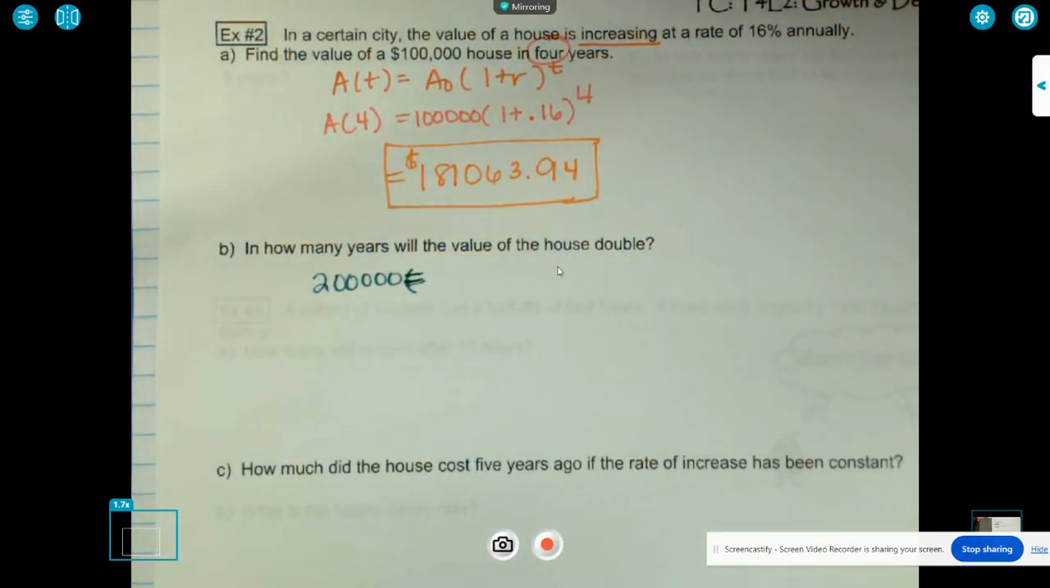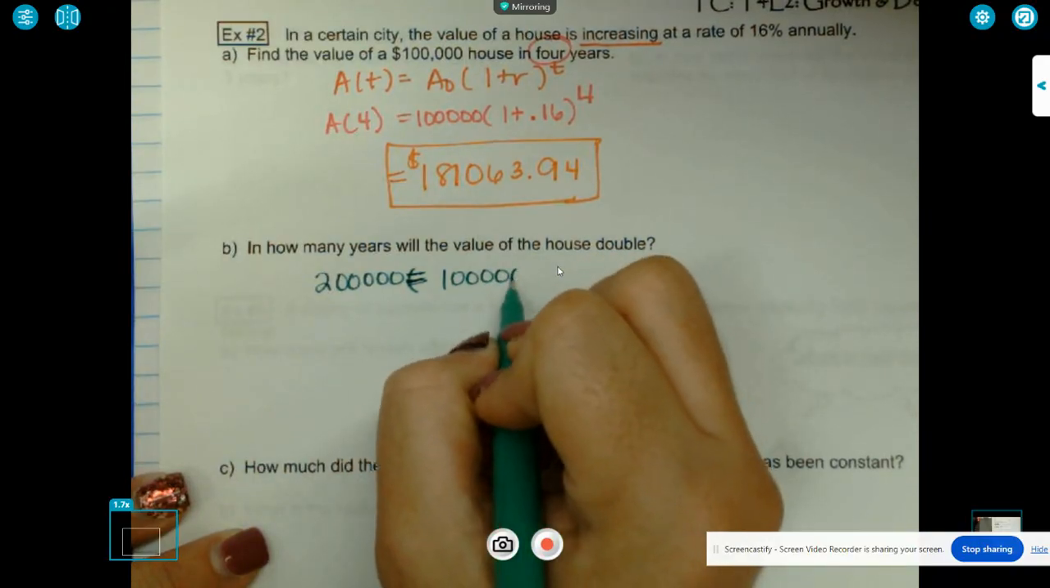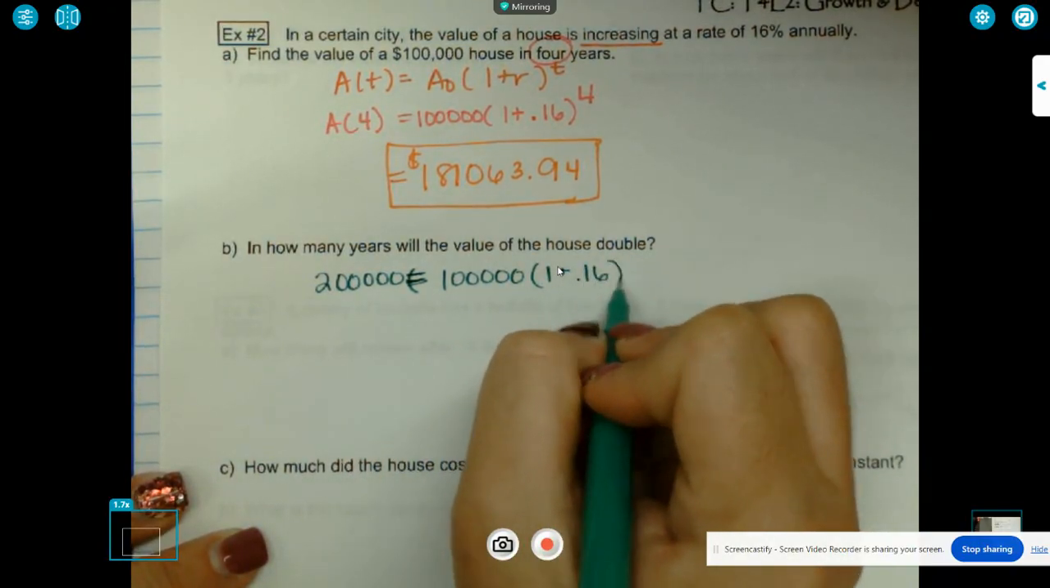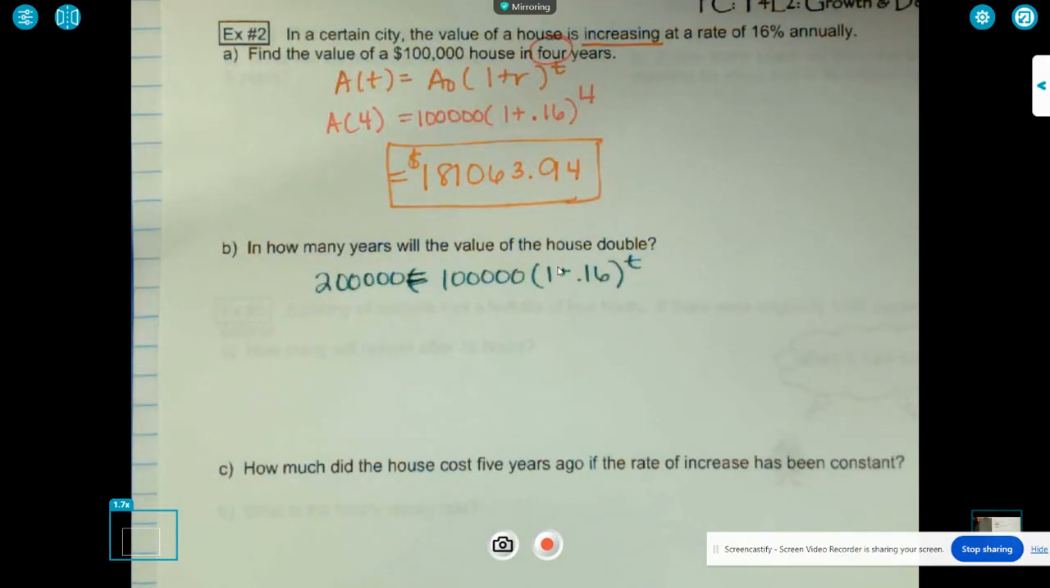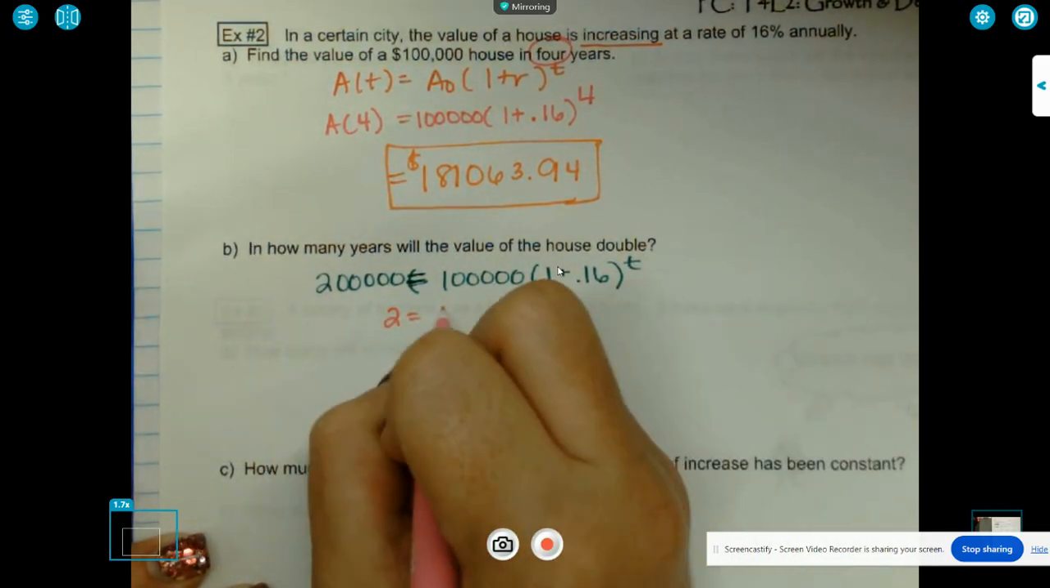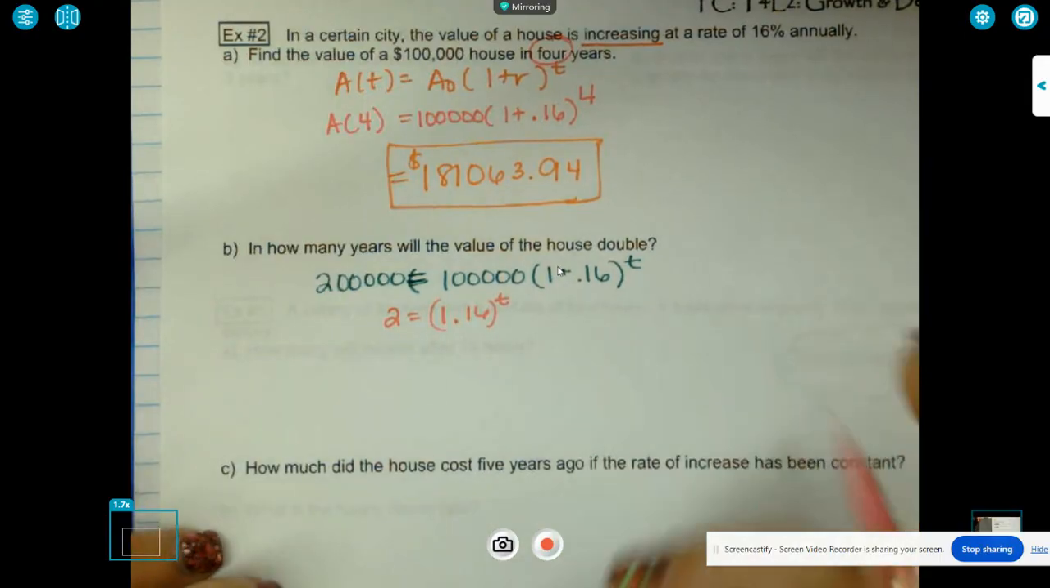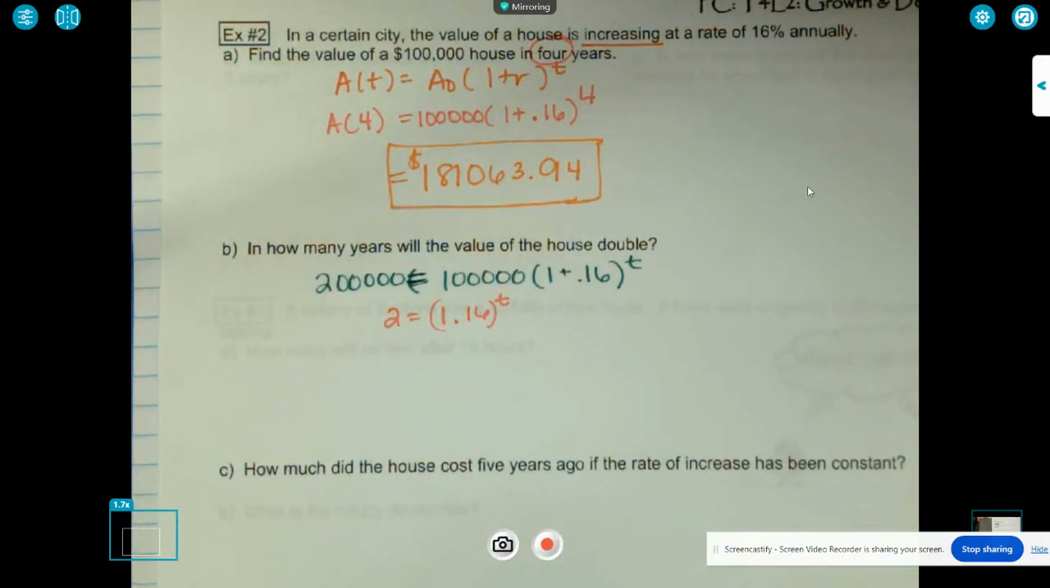200,000 equals, let's go to the same, 100,000 times 1 plus 0.16, and we don't know how long. It said how many years. Well, time is years, so T is what we don't know, okay? So let's go back to what we were doing earlier. What can I do first here? I'm ultimately trying to get T. How can I move that 100,000? I can divide by 100,000, right? So that gives me the 2. And I just went ahead and put the 1 and the 0.16 together. So 1.16 to the t.